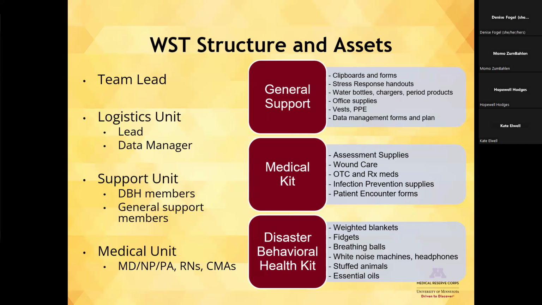Very quickly, I'm not going to go through everything on this slide, but just to say that this is the team structure. The support units are both folks that are specialized in disaster behavioral health to provide that psychological support, and then general support members who can help folks like, yeah, you need something to eat, drink, getting that communication set up, anything else that they might need that's more of a general support. And of course, can also practice the tenets of psychological first aid.